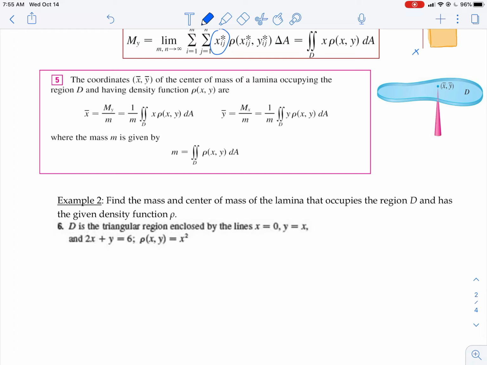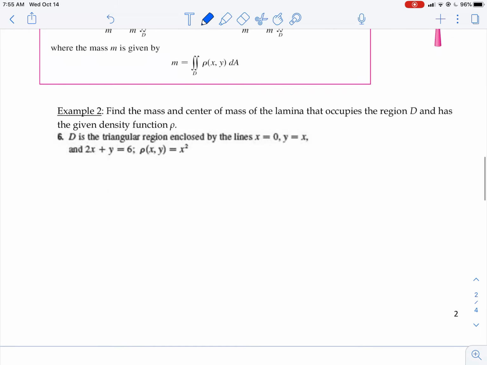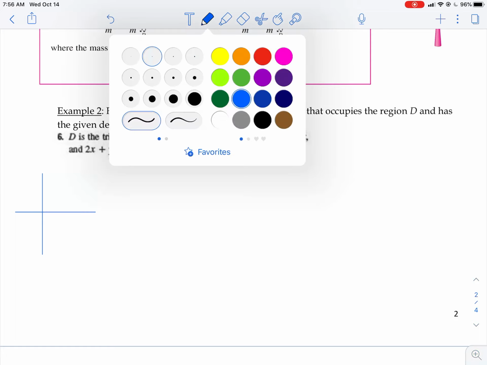Find the mass and center of mass of the lamina that occupies the region D and has the given density function rho. D is the triangular region enclosed by the lines x equals 0, y equals x, and 2x plus y equals 6, rho of x, y equals x squared. That's good. They give us everything that we need. So the first thing I'm going to do is draw the region.